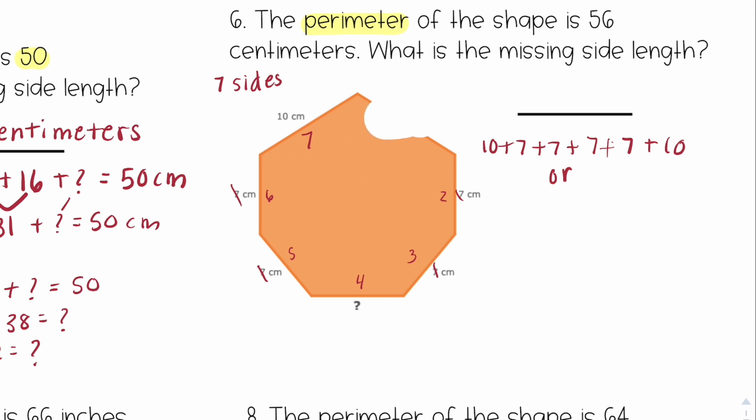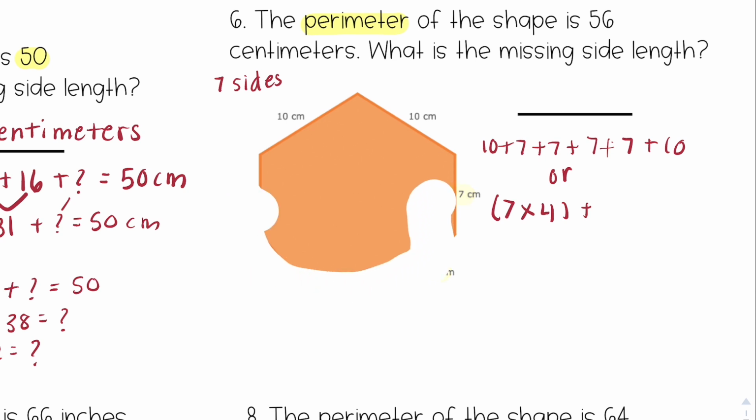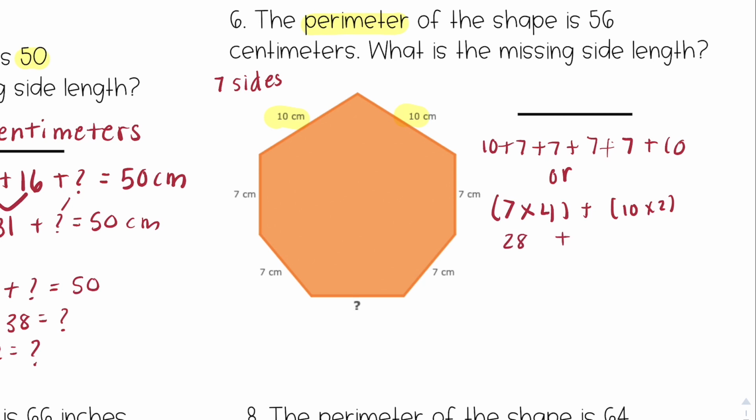Or you can combine like numbers or the like terms. For instance, I have 7 and I have 7 4 times. So a way I could write that is 7 times 4. And I'm going to put that in parentheses, and then I'm going to add the other like terms or like units and do 10 times 2 because I have 10 twice. So I'm going to put those in parentheses as well. And I know that 7 times 4 is 28 plus 10 times 2, which is 20.